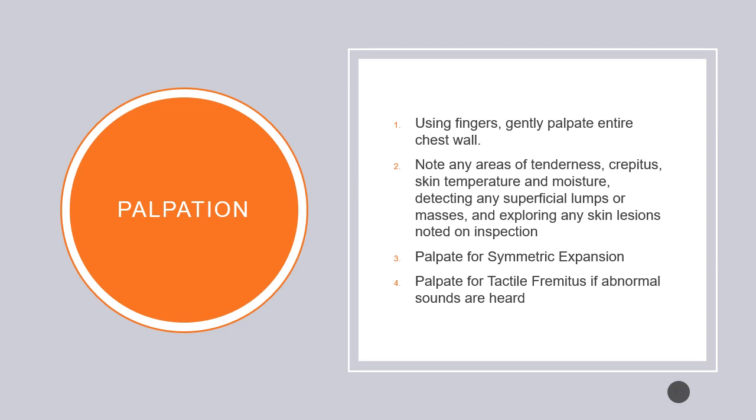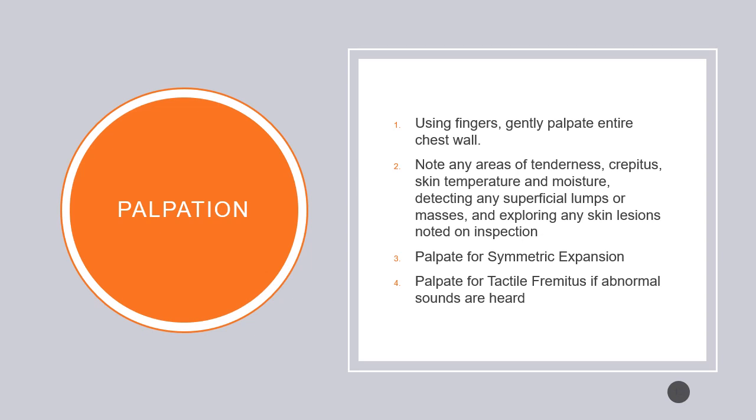So as you're doing your assessment after inspection, you're going to palpate. So now just use your fingers and gently palpate the entire chest wall. It's up to you if you want to do the entire anterior and then do the posterior, or if you want to do all of the inspection and then all of the palpation. However it works for you and for that patient for their condition at that time.